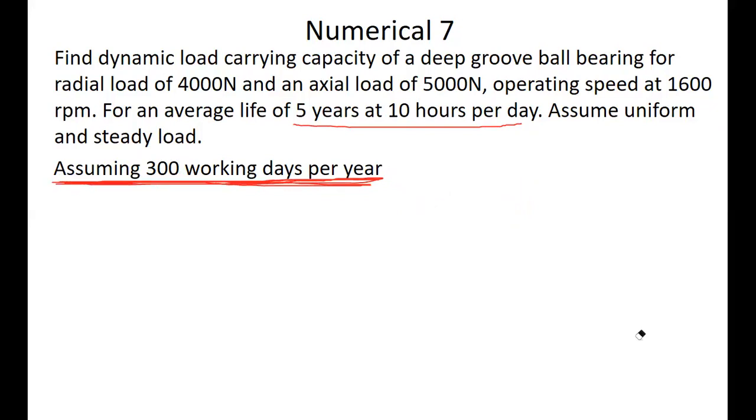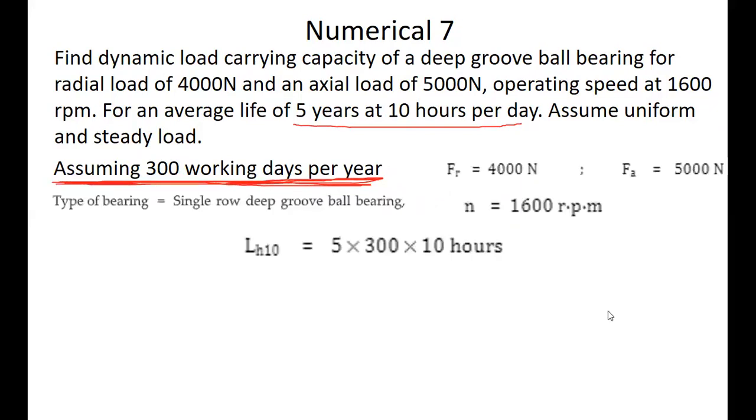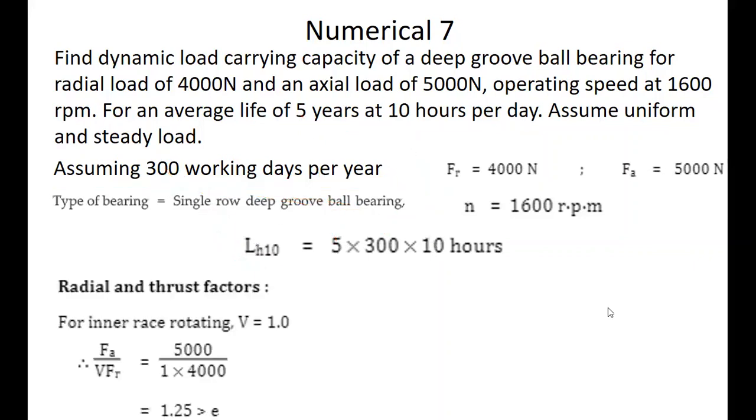Right? So, now we can find out our L10H in hours, as we are working for 5 years. The life of this bearing, single row deep groove ball bearing, is 5 years. But in a year, we are working for 300 days, and that too 10 hours per day we are working. So 5 into 300 into 10, the answer turns out to be, do it in your calculator, 1500 into 10, 15,000 hours, right?